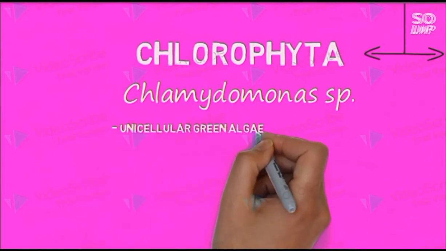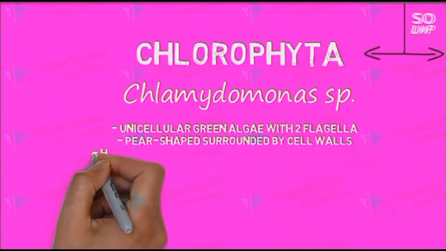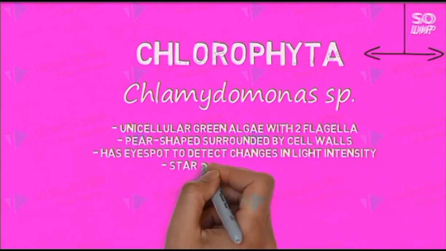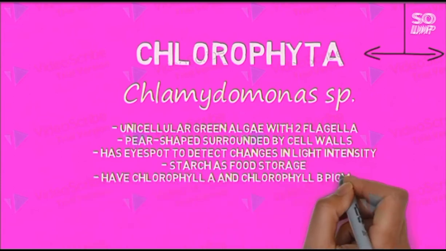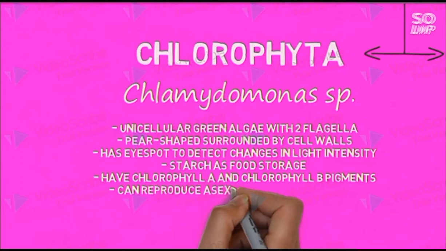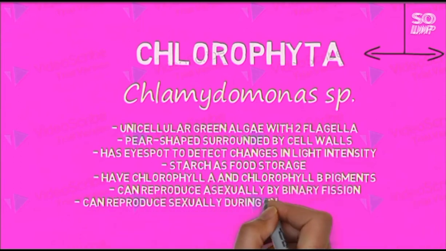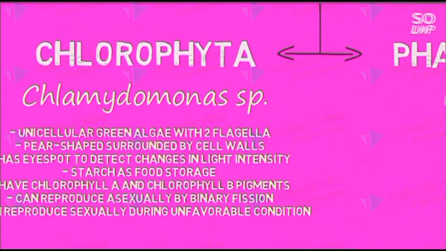Chlamydomonas is a unicellular green alga with two flagella. Chlamydomonas is pear-shaped and is surrounded by a cell wall. It has an eyespot to detect changes in light intensity. The food storage of Chlamydomonas is starch. It has chlorophyll A and chlorophyll B pigments. Chlamydomonas can reproduce asexually by binary fission, and it can also reproduce sexually during unfavorable conditions.